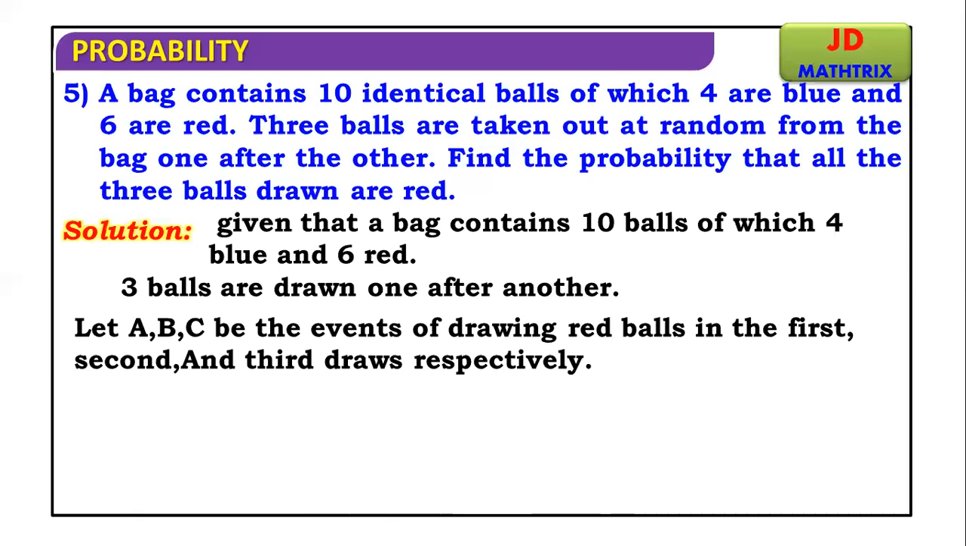Let A, B, C be the events of drawing red balls in the first, second and third draws respectively. Then what is the probability of that event?